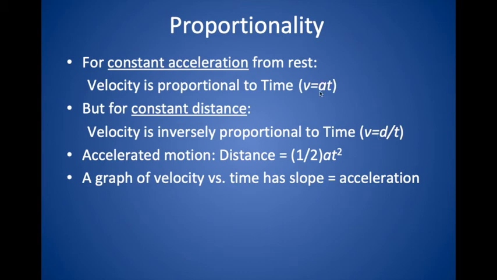Okay, if you have constant acceleration, then the velocity is increasing with time. But if you're traveling a constant distance, then the longer it takes, that means the slower that you're traveling. Okay, so this idea of proportionality, just keep in mind that it always depends on what is being held fixed. Okay, and for accelerated motion, the distance is actually 1/2 acceleration times the time squared. And remember that on a graph of velocity versus time, the slope equals the acceleration.